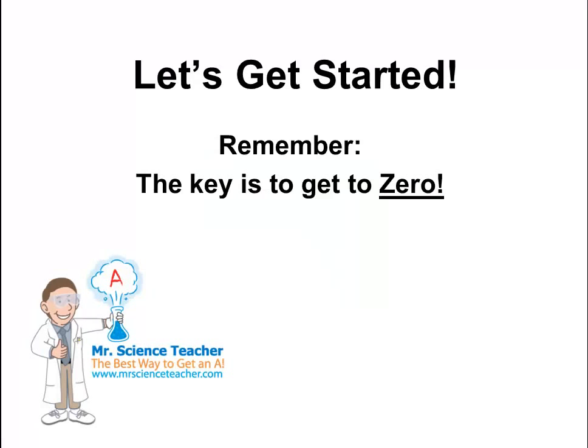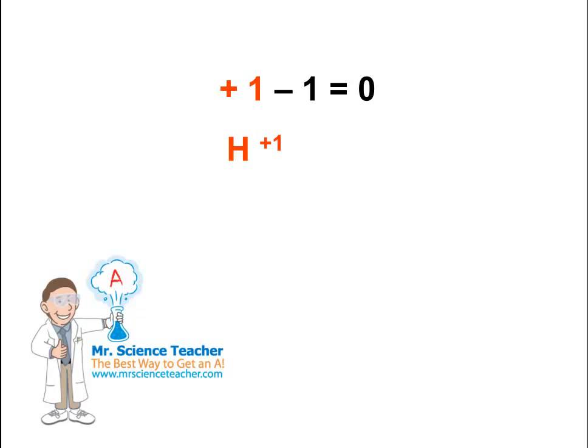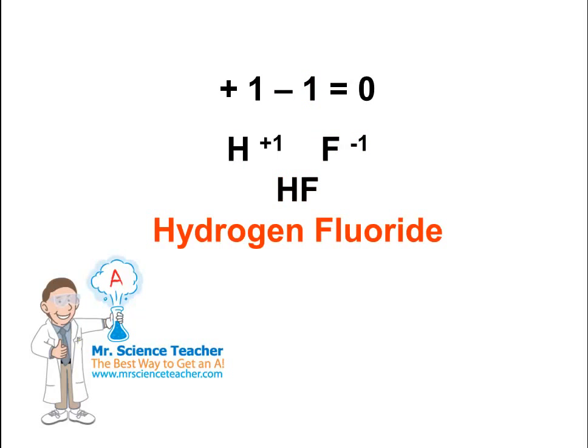Let's get started. Remember, the whole key is to get to 0. +1 - 1 equals 0. So we're going to look at a +1 and a -1. We're going to look at hydrogen and fluoride. Instead of writing +1, I'm going to write H for hydrogen. And instead of writing -1, I'm going to write F for fluoride. Then I'm going to put them together, HF, which stands for hydrogen fluoride.